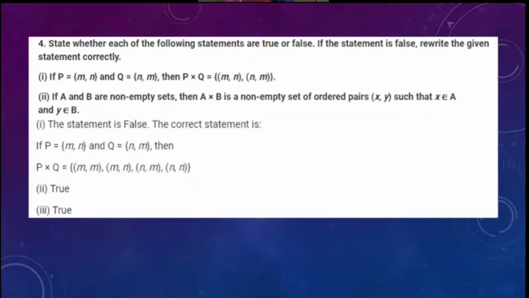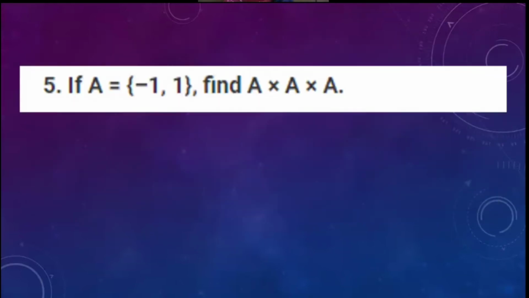Okay. And the second statement, if A and B are two non-empty sets, then A cross B is a non-empty set of ordered pairs (x, y), where x belongs to A and y belongs to B. That is only the definition. That is true, and the statement is okay. Now see the next question, the fifth question.